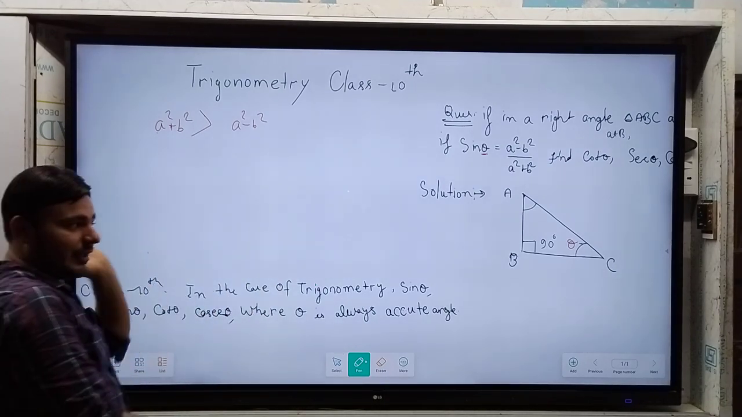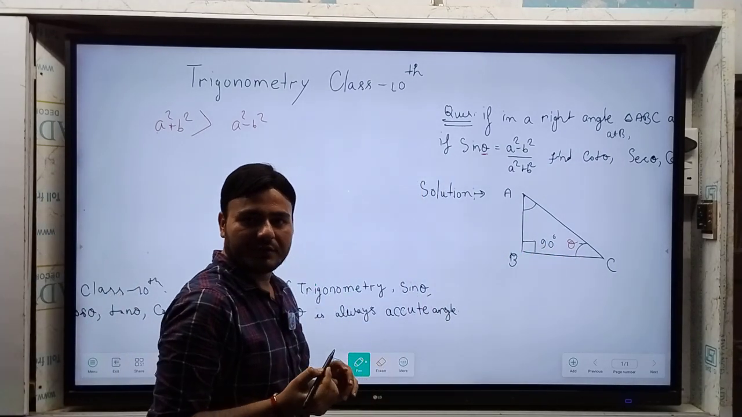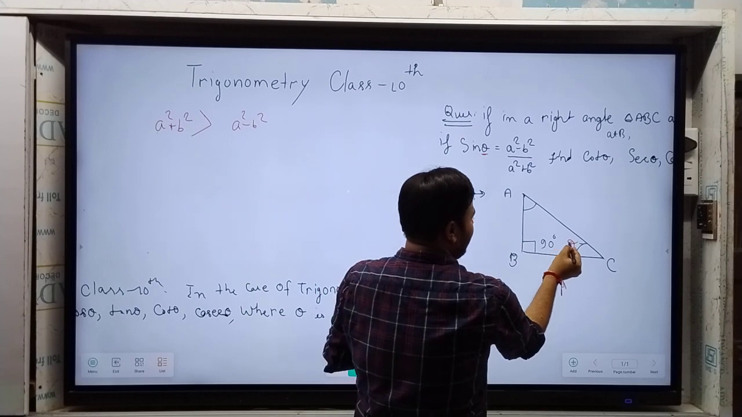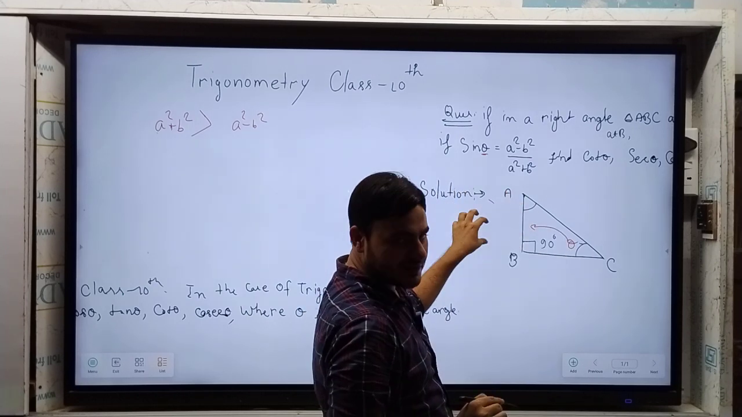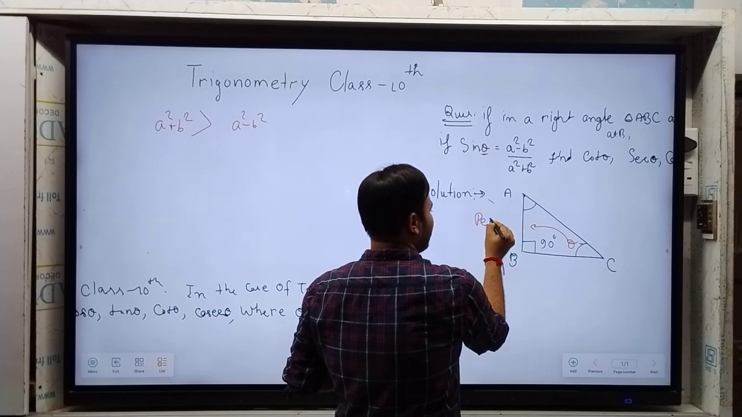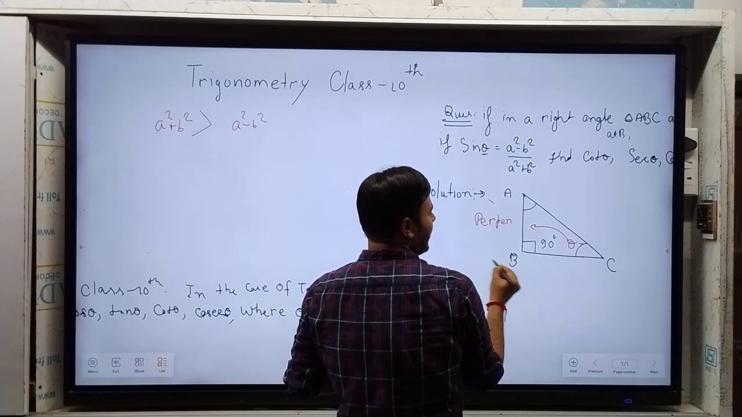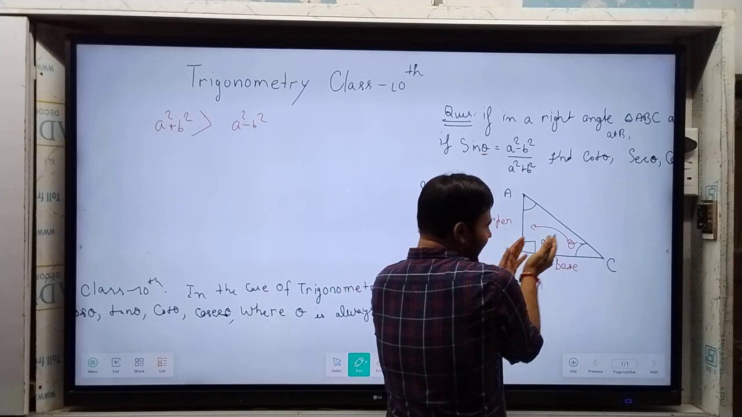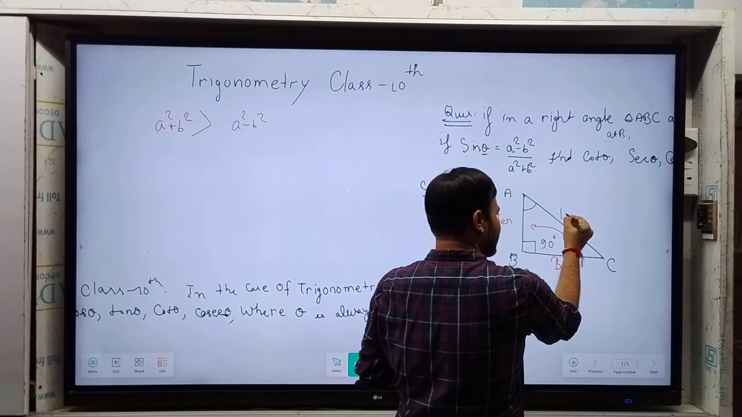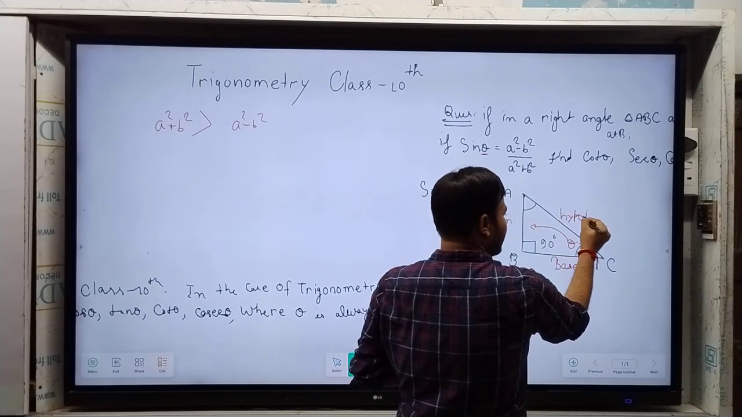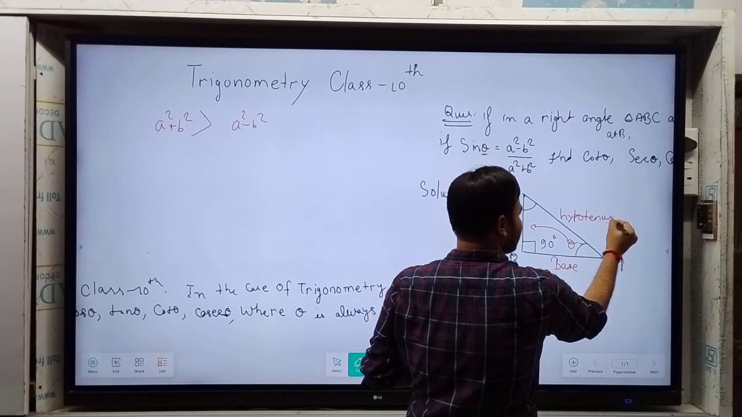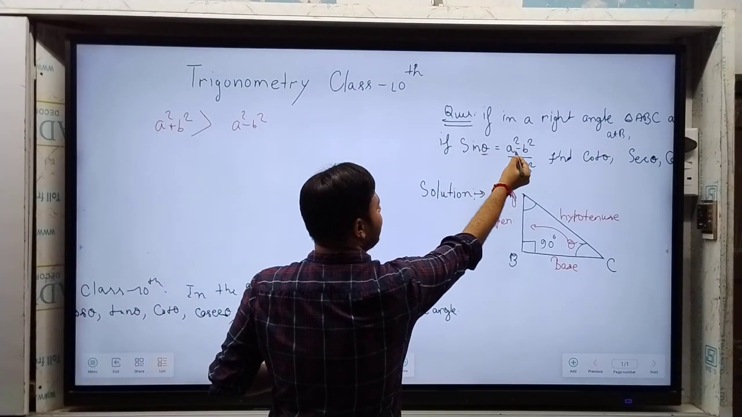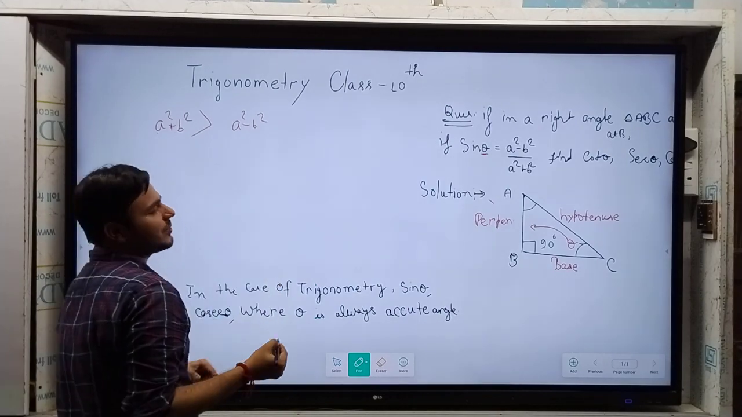Now we can write theta at this place. If we follow according to theta, then this AB side in front of this is the perpendicular. This is the base. In front of this is the longest side. This is the hypotenuse. So sin theta is given by a square minus b square upon a square plus b square.